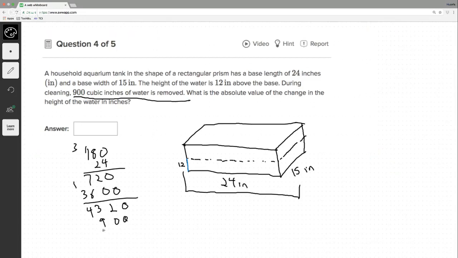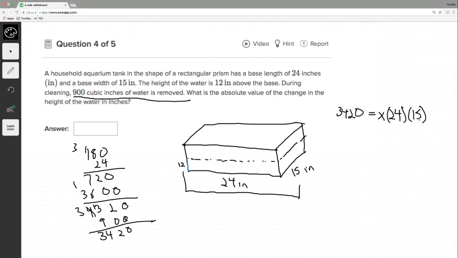And then 900 is removed. And now we have 3420 left. Okay. So what is the absolute value of the change in the height? Right. Okay, never mind. So now we're down to 3420, and now let's figure out the new height. So 3420, the volume, equals x, some new height, times 24 times 15.